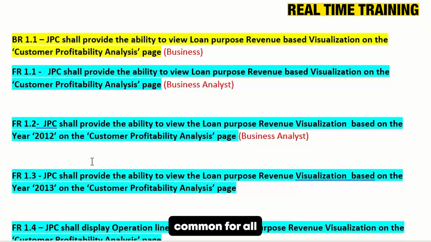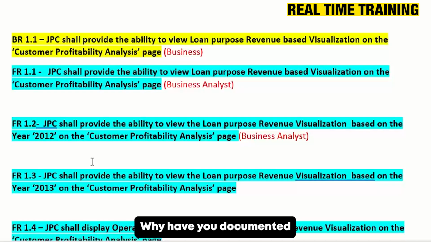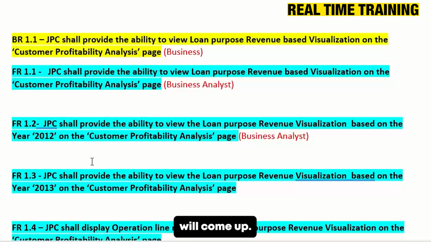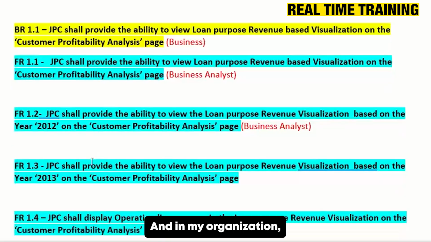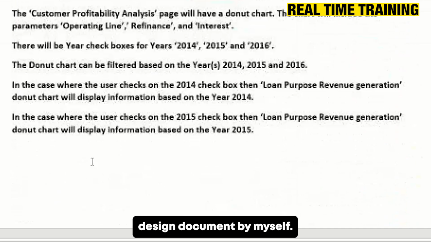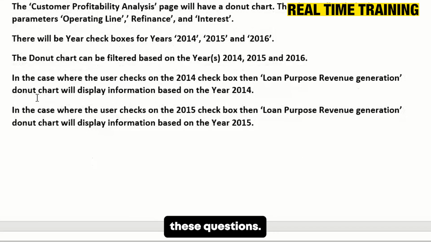It's pretty common for all these things to happen. There'll be 4 or 5 developers and everybody will be there and they'll say, what is this? Why have you documented it this way? Why not another way? All these things will come up. And in my organization, I also used to do the system design document by myself. So they also ask me these questions. Why is it a donut chart? Or they'll ask me, if we check this checkbox and click, why are we displaying that error message? And then I'll explain the business reason behind that.